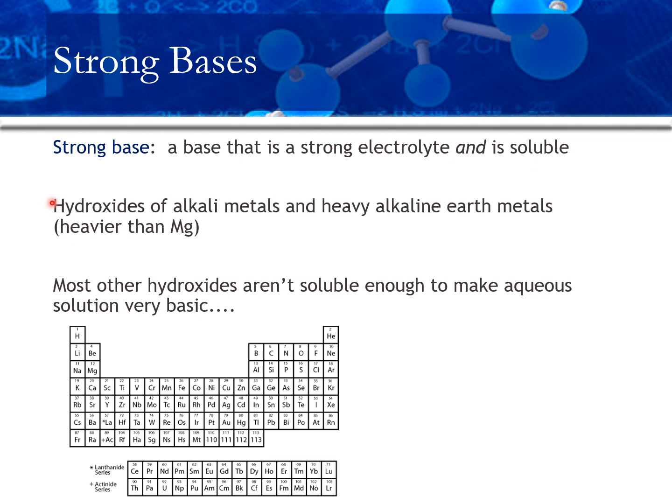So the rule is fairly simple. Hydroxides of alkali metals, we know those are all soluble from our solubility rules. And the heavy alkaline earth metals, we know those are soluble from our solubility rules. Those are strong bases. Remember, the solubility rule for hydroxide says that most hydroxides are insoluble except for the salts or the compounds of alkali metals and the heavy alkaline earths.